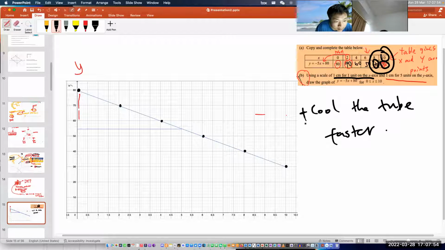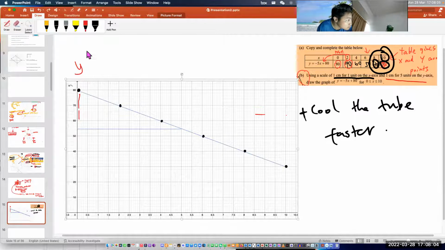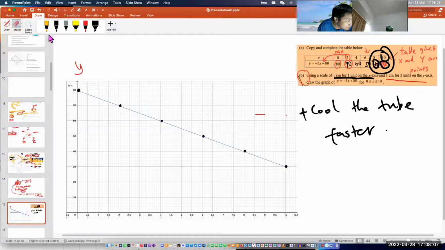So this is the English part. It will cool the tube faster with the fan. Meaning what? If you try to plot it out on the graph, so at 0 minutes, 80. So if you use the fan, what's going to happen? The tube will finally cool down to the room temperature, which is 30 degrees. I assume the 30 degrees Celsius is the room temperature.